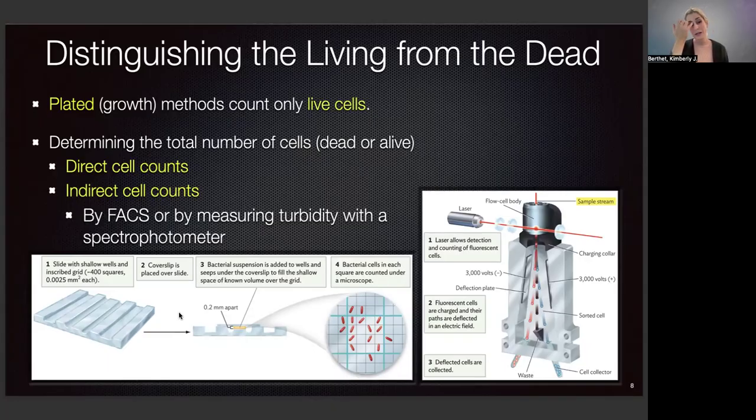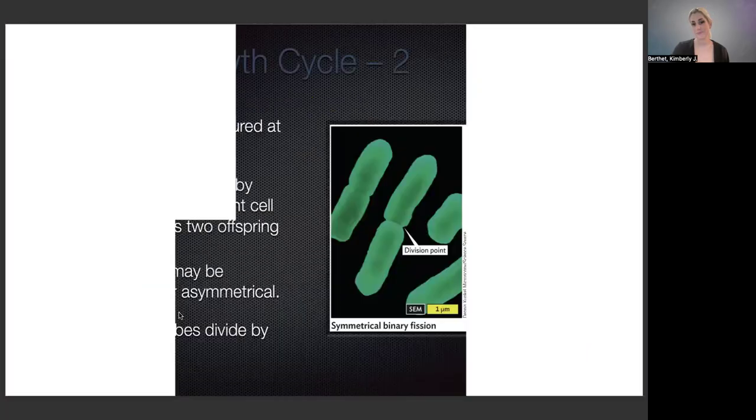Looking at the other methods over here, we can look at turbidity within a solution as well, or we can see how we can use a laser to count cells. So we put our sample through, and the laser is actually counting fluorescence associated with cells as these fluorescent tags on the cells move through the instrument.